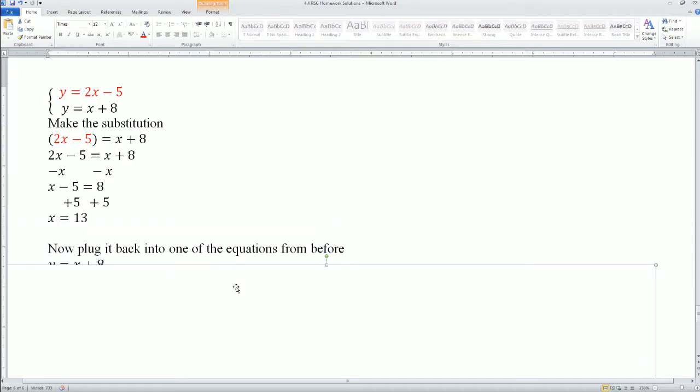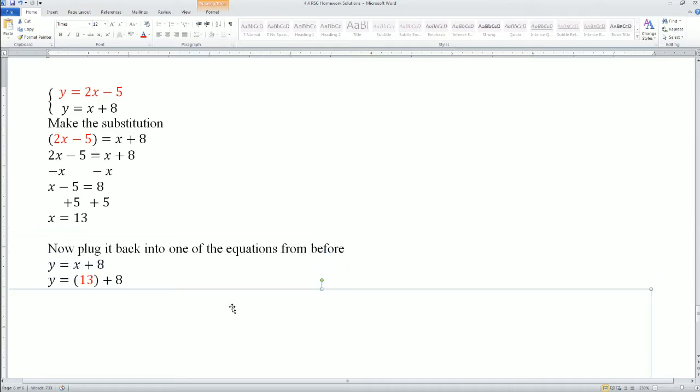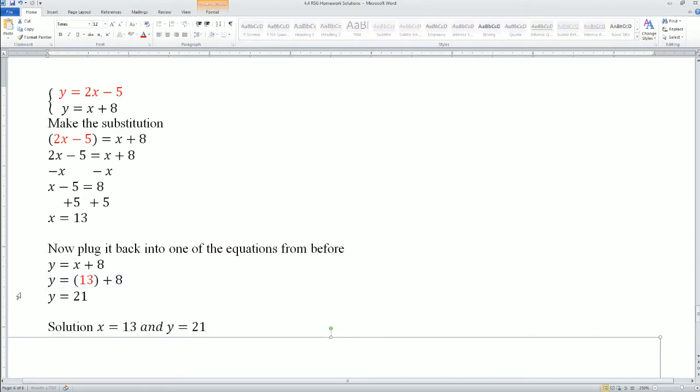Now plug it back into one of the equations from before. Y equals x plus 8. It becomes y equals, x was 13, right? So you plug in 13 here. 13 plus 8 becomes 21. So y equals 21. So the solution for this one would be x is equal to 13 and y equals 21.